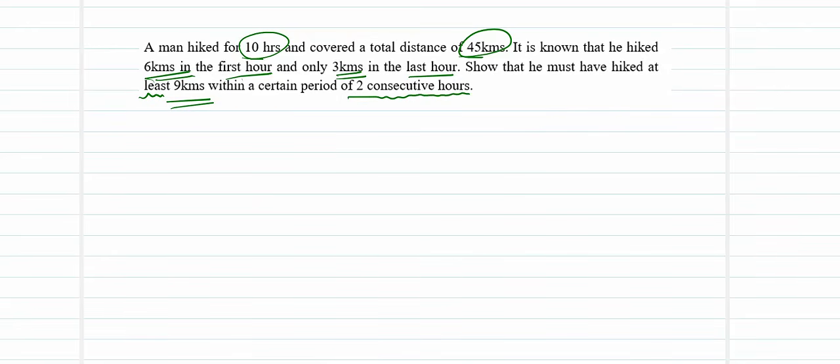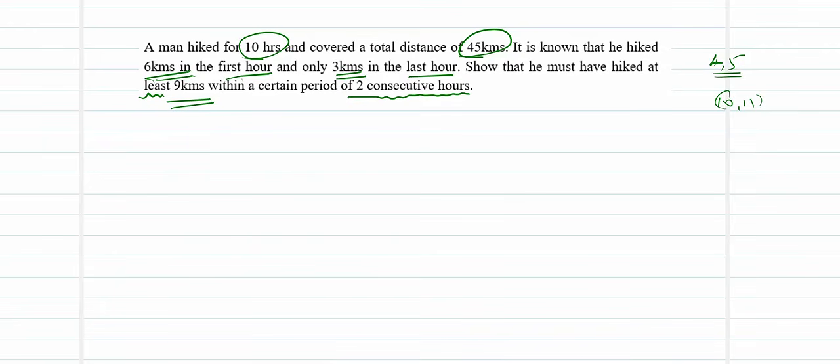It is not just hours. Here they are considering just hours, but when they calculate the least value, what they want is 2 consecutive hours. Consecutive means things that happen immediately one after the other, like integers 4, 5, or 10, 11. 4 and 5 are consecutive integers, and 10 and 11 are consecutive integers. So within any particular 2 consecutive hours, or time duration, he must have covered at least 9 kilometers. So this is going to be my data.